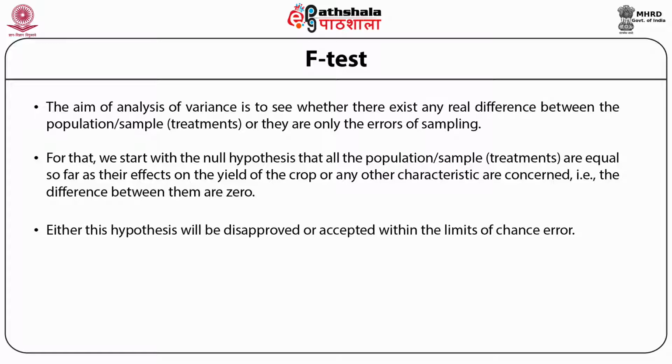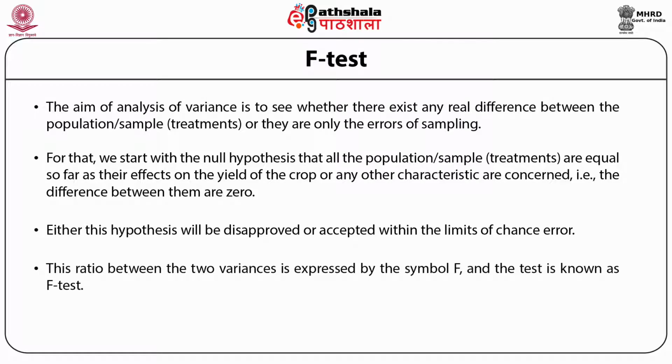This can be tested by calculating the ratio between the sample variance and error variance and then testing its significance by comparing it with the expected value of the variance ratio at the desired probability level. This ratio between the two variances is expressed by the symbol F, or we call it the F-test or the F ratio.